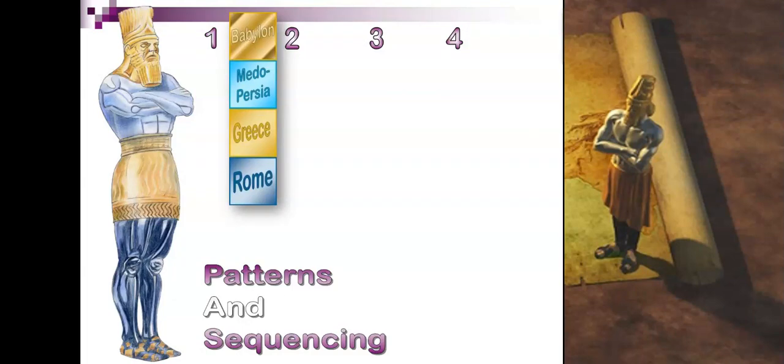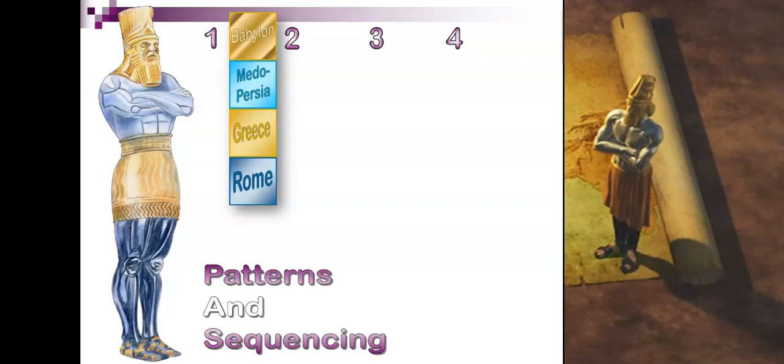Babylon, Media, Persia, Greece, Rome. There you go. So the pattern is Babylon, Medo-Persia, Greece, and Rome. Okay, but Daniel actually talks about 7 kingdoms. There are only 4, but one of these kingdoms is going to do something else. Remember what we have to do? We have to repeat the last kingdom again because we need to get to 7.